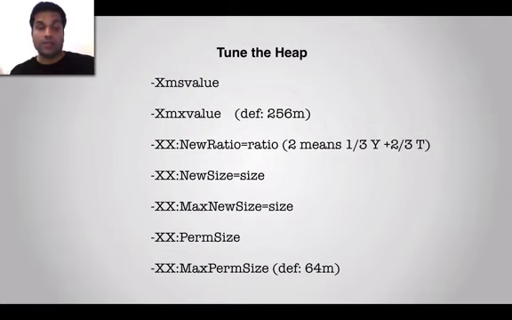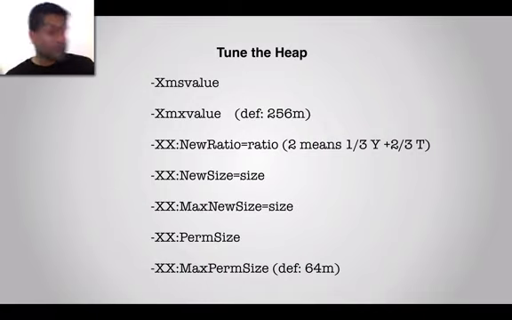-XX:NewSize equal to size means how much memory you want to set aside for the young space, and MaxNewSize, how much maximum memory you want to set aside for the young space. -XX:PermSize is the perm gen size you want to define, how much memory of the heap you want to give for things like metadata and static objects and things like that. And next is MaxPermSize, how much maximum you want to give for perm gen. That is default 64 MB. So these are the parameters you would use to tune your heap, which indirectly would impact the way garbage collectors are running, right?